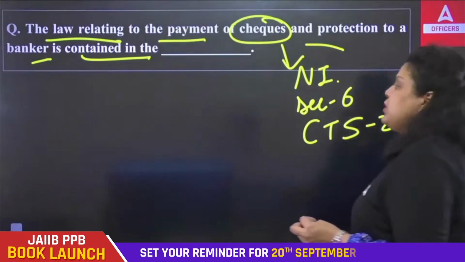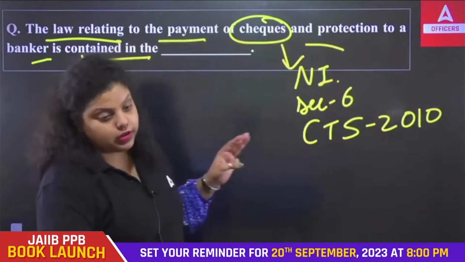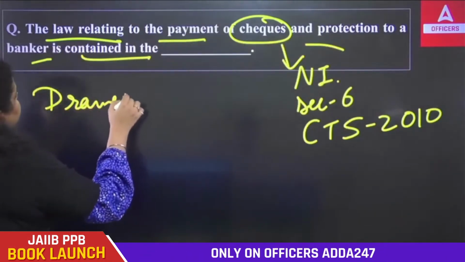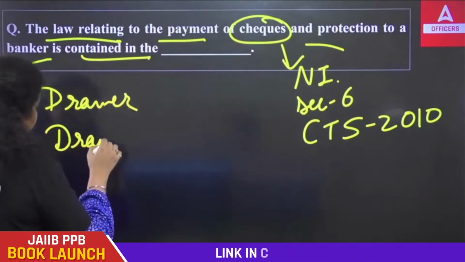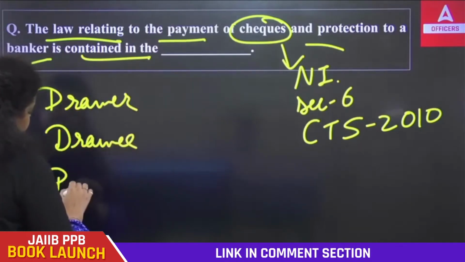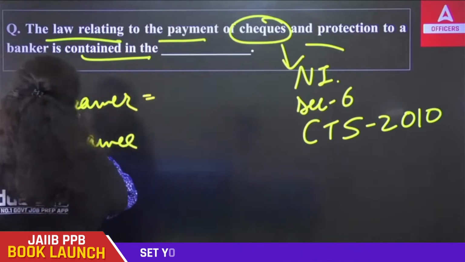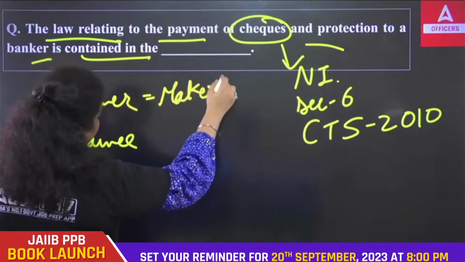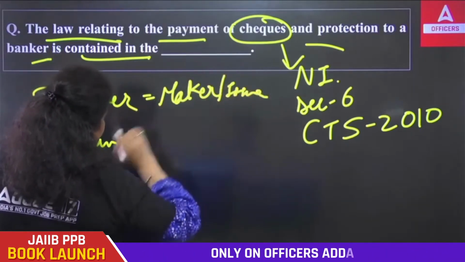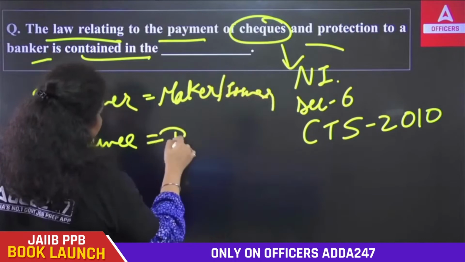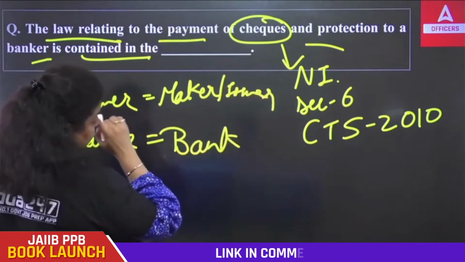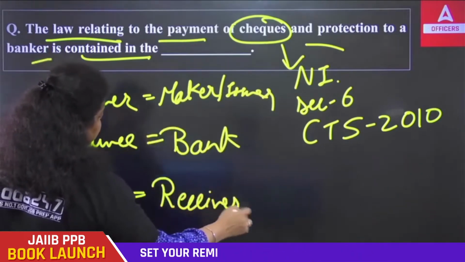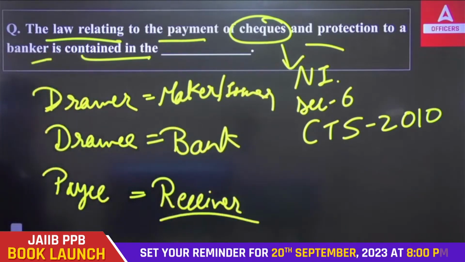Okay. And if we talk about the check, there are 3 parties in the check. The first one is the drawer, second is the drawee, and third is the payee. Drawer means the person who is making the check, that is the maker or issuer. Drawee means always a bank, the bank which is going to give you the funding. And payee means always the receiver who is receiving the money of a check. These are the 3 parties.